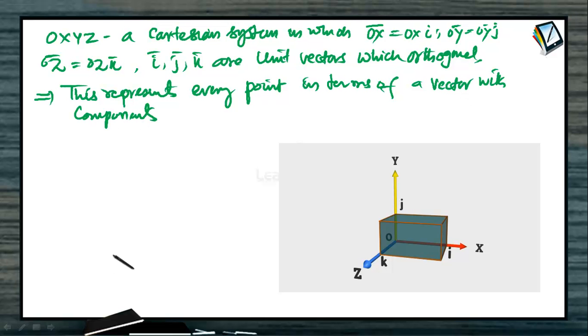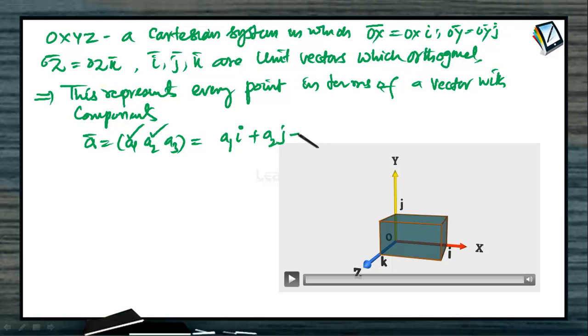In the beginning of the theory part we discussed that A bar is given in terms of components A1, A2, A3, where A1 stands for the X component, that is A1 i, A2 stands for the Y component, A2 j, and A3 stands for the Z component, A3 k bar. So this is the representation of a vector in the parametric form, and this is the representation of a vector in Cartesian form. So A1, A2, A3 means A1 i plus A2 j plus A3 k.